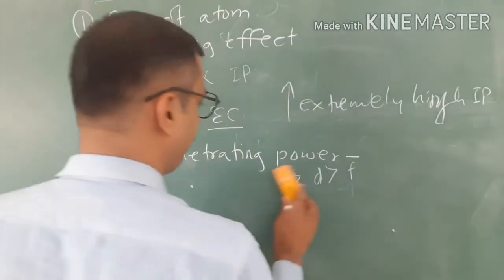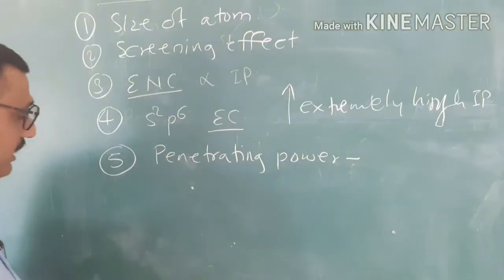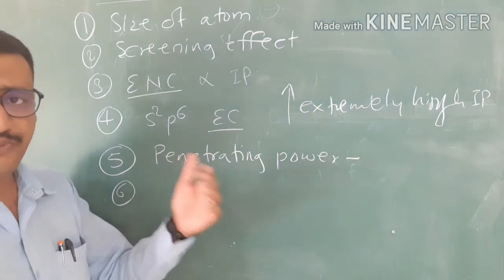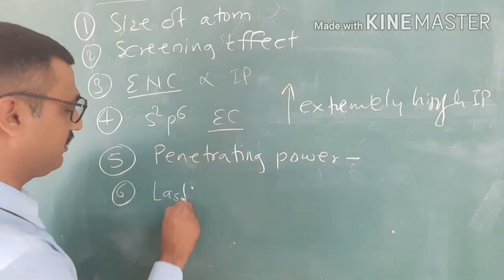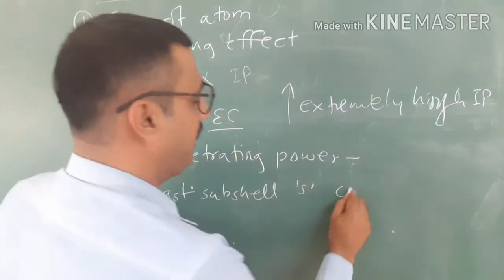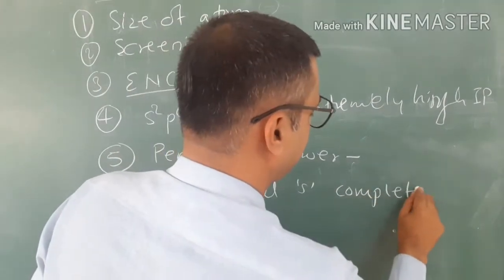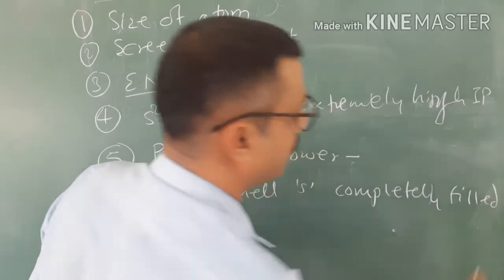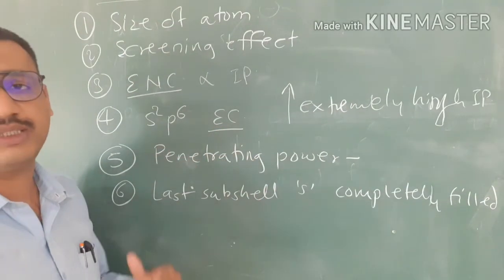Okay, and the last factor which affects the ionization potential is this: if the last subshell is the s subshell and if it is completely filled, then it corresponds to a higher ionization potential value.